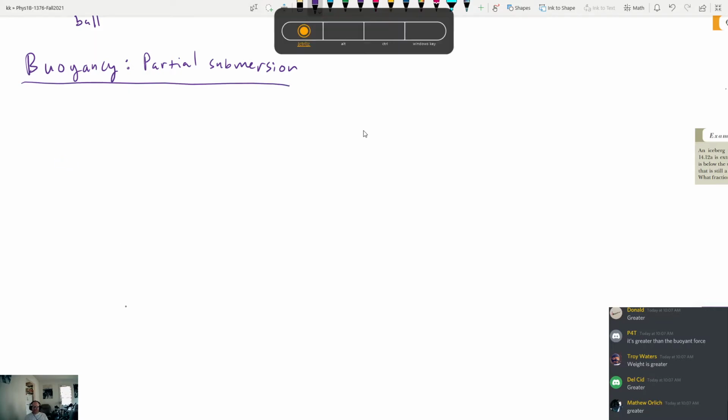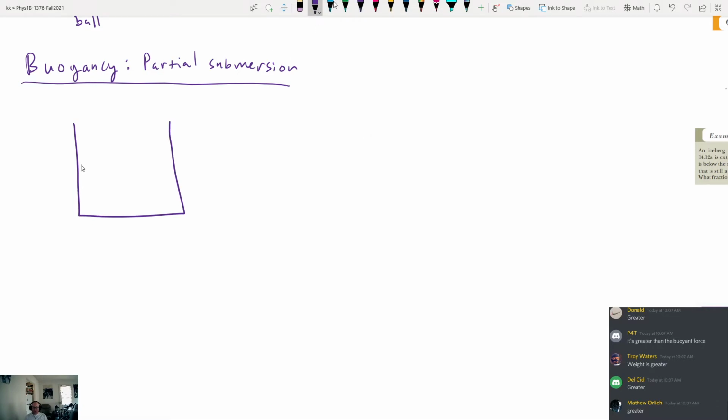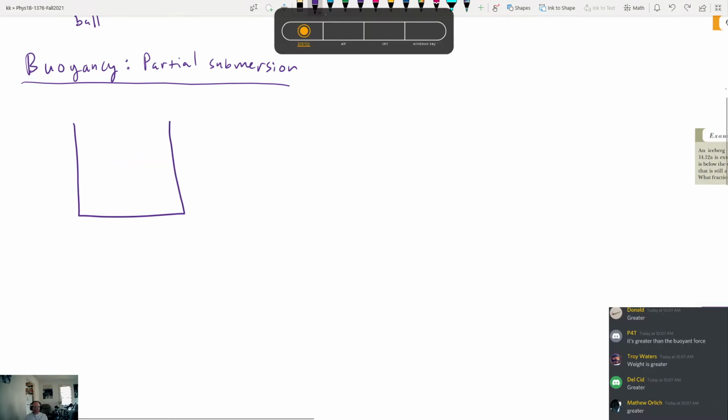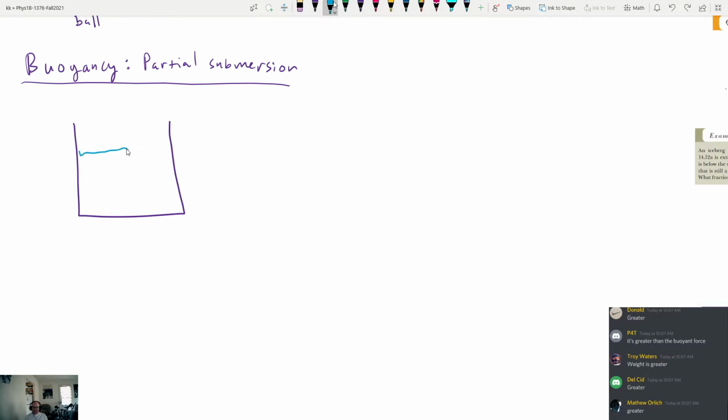So now, again, we start off with some kind of container, and now we'll just half fill it. Okay, so we have some liquid water in here, and this is the level of the water. And now we're just going to have an object that is floating on the surface of the water. Maybe it's made of wood or something like that. So we've got this object that's floating, right?